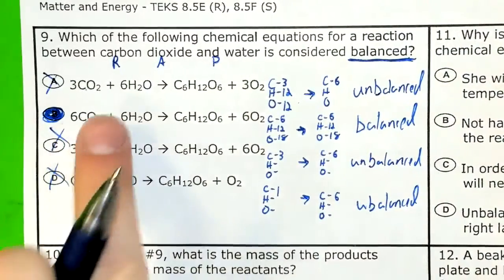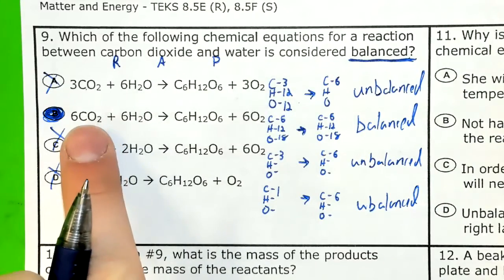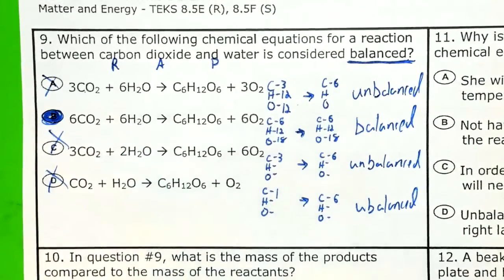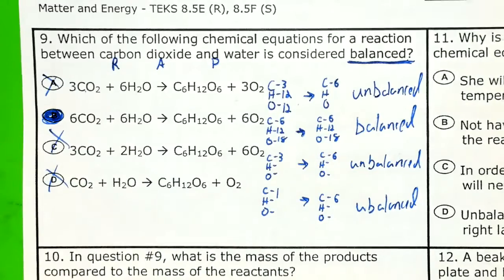Now, I know you could stop at B, guys, and answer that and circle that, but you'll never know if you had it correct if you don't check all of your answer choices, okay?